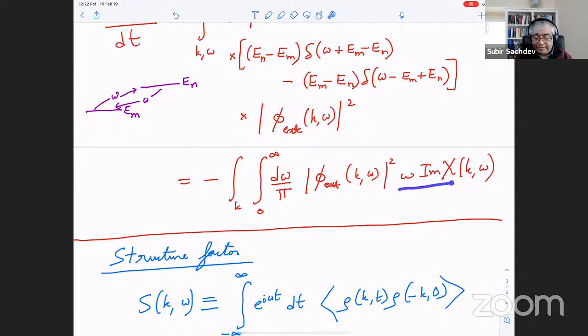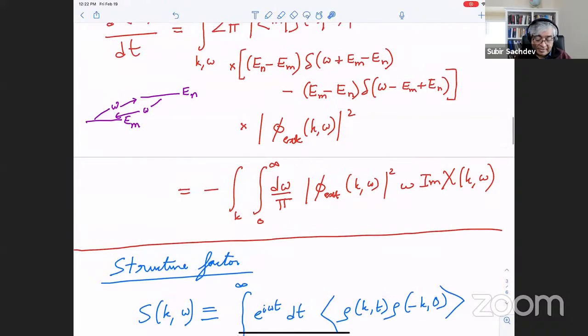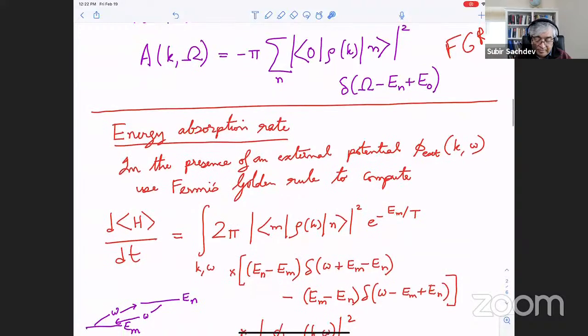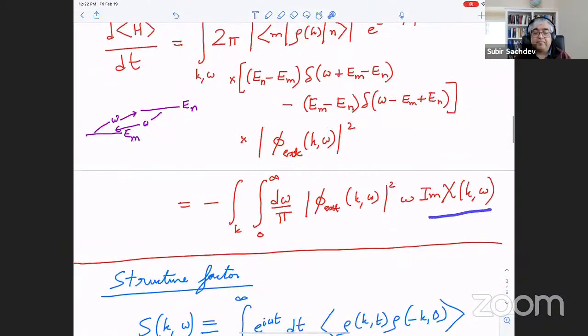So this gives you a quantitative measure of the dissipation. That's what the imaginary part of chi times omega is a measure of. It's like the resistance or the dissipation in the system due to all the transitions between the different levels of your many-body system. Okay, so that's the connection between chi of k and omega and the energy absorption. Any questions?